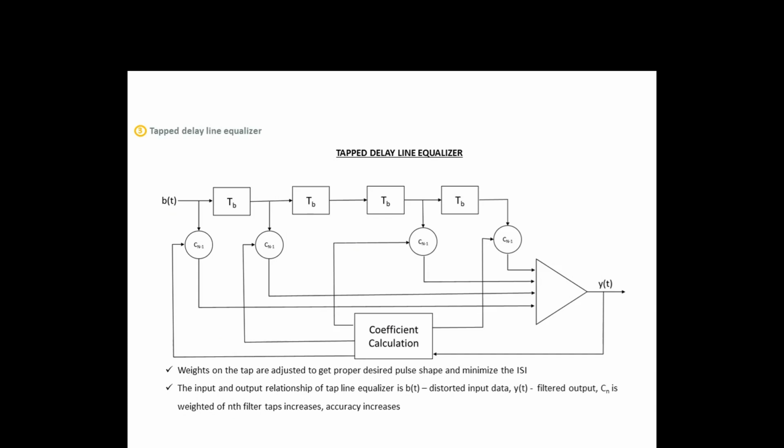So the tapped delay line equalizer. We'll have multiple taps. Weights can be adjusted. Weights on the taps are adjusted to get the proper desired pulse shape and minimize the ISI. The input and output relationship of the tapped delay line equalizer: b of t is the distorted input data, y of t is the filtered output, and c n is the weight of the nth filter tap. As taps increase, accuracy increases.